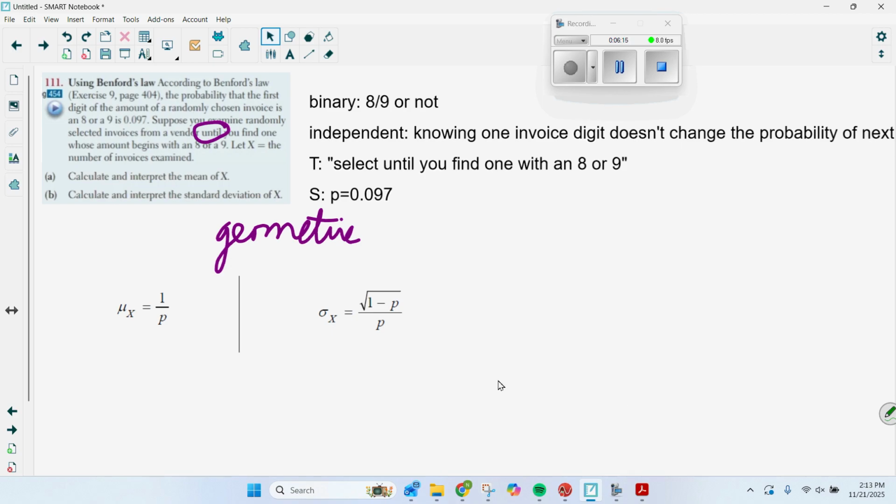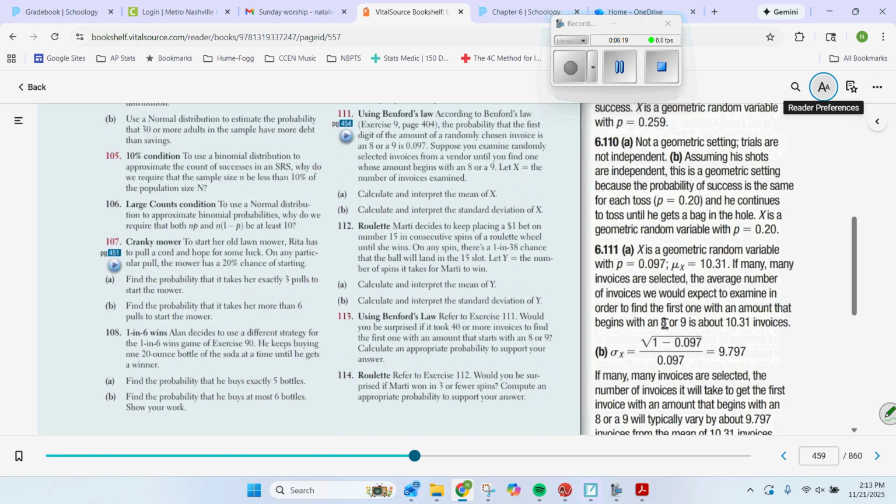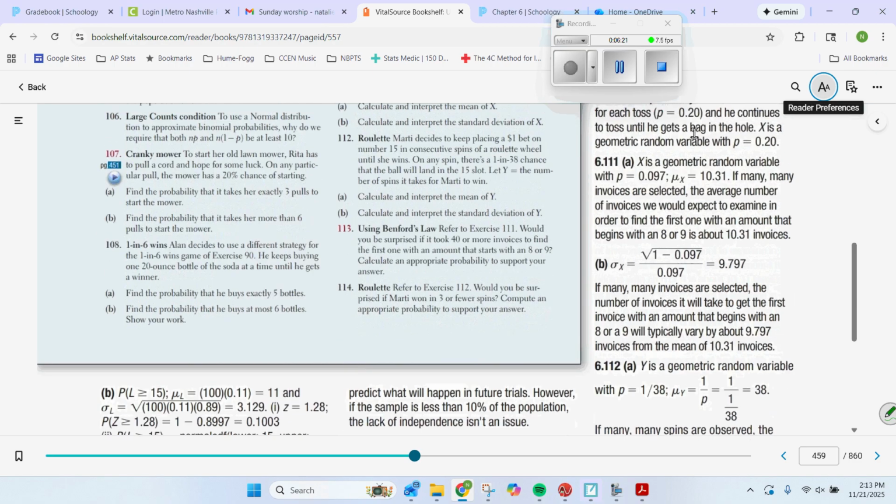So I'm going to cheat a little bit here because I'm running out of time to do this. If I go to the answers over here, I can see that the mean is going to be 10.31 because I did 1 divided by p. The interpretation is if many, many invoices are selected, the average number of invoices we would expect to examine in order to find the first one with an amount that begins with an 8 or 9 is about 10.31 invoices.